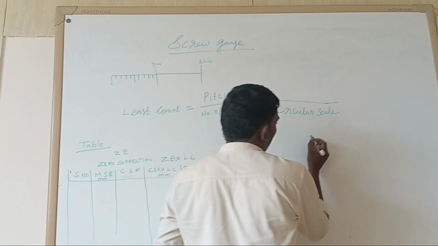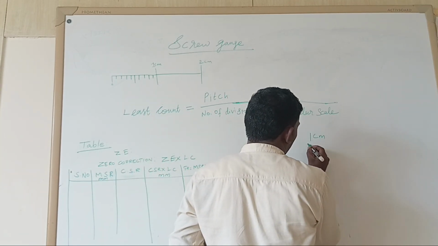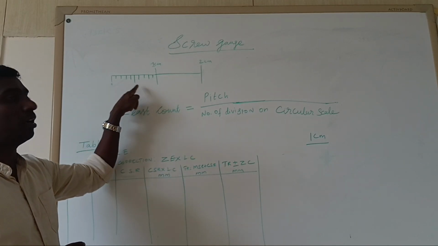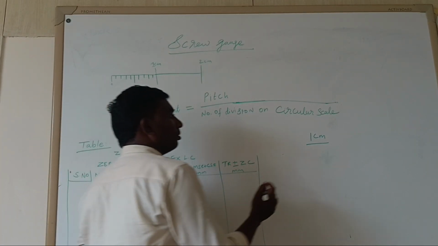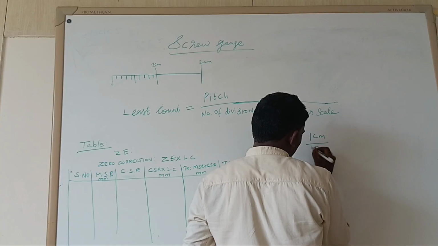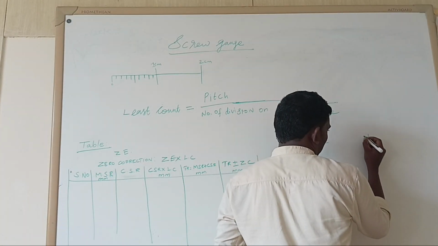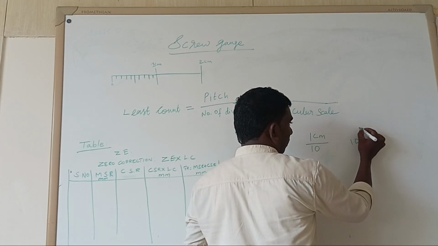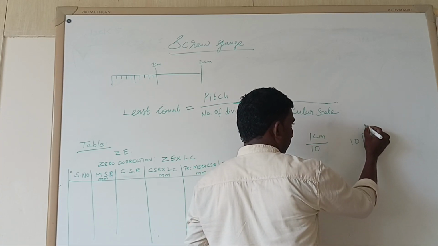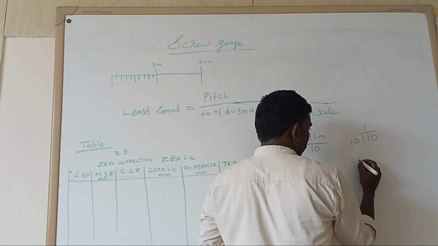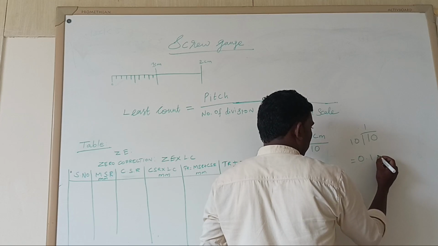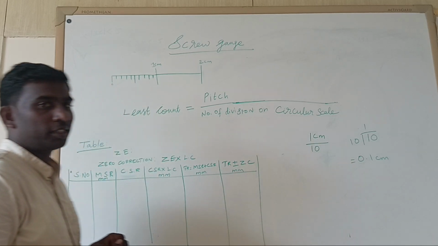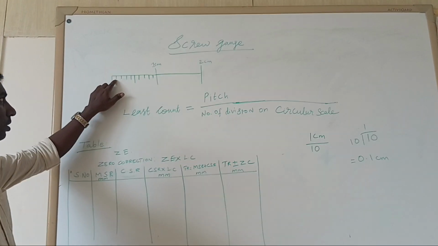So there is 1 centimeter, and 1 centimeter is divided into 10 equal lines. So 1 by 10. I add a point and a 0 here, and with the 1, the answer is 0.1 centimeter. So the smallest distance here is 0.1 centimeter.